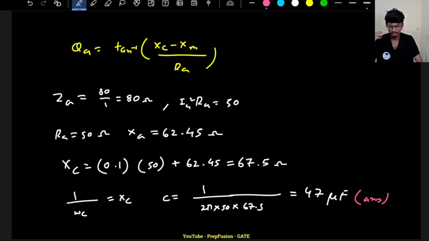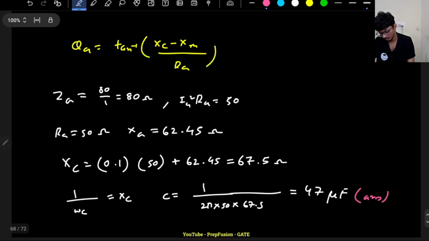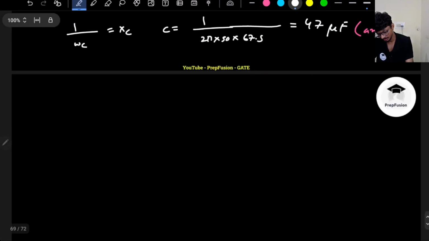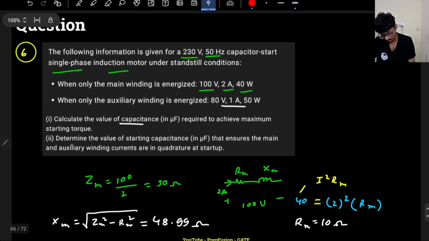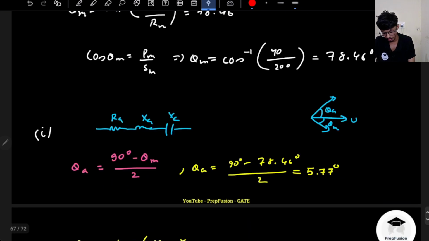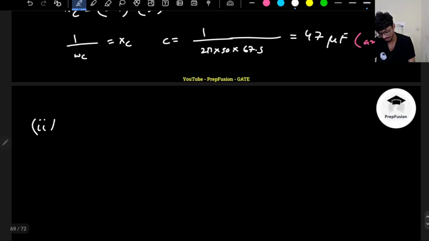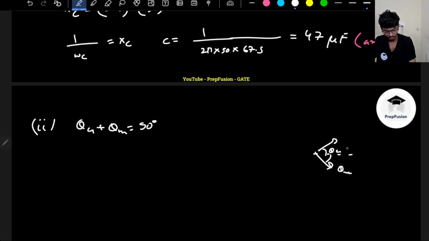Okay, next, what they are actually asking is to get the maximum phase displacement. Determine the value of the starting capacitance that ensures the main winding and the auxiliary winding currents are in quadrature. So quadrature basically means the angle theta A plus theta M will be equal to 90. That's it, right? Because theta A is here, theta M is here. This angle should be simply 90. That's it.